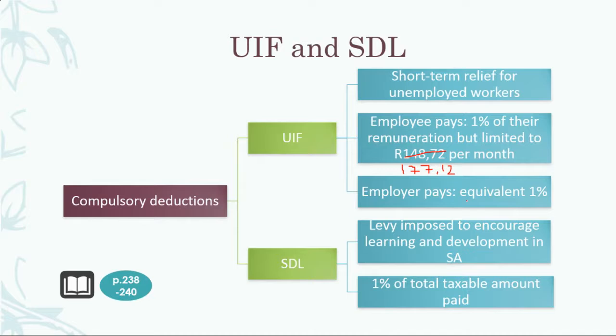It was previously 148.72 Rand. So in your textbooks, just make a note that it has changed. If you've got an older textbook, they've updated it for the 2022 year. They've increased the limit. And employers pay the equivalent of 1%, so the employer will pay exactly the same amount, and theirs will also be limited to 177.12 if the employee exceeds that bracket.